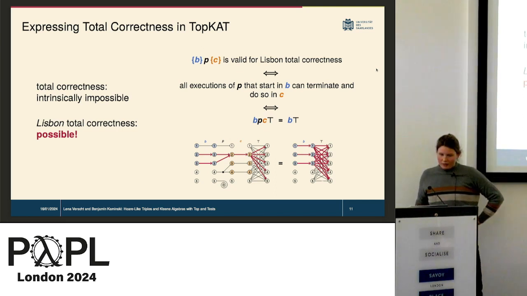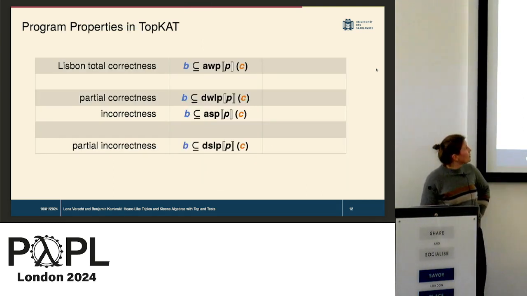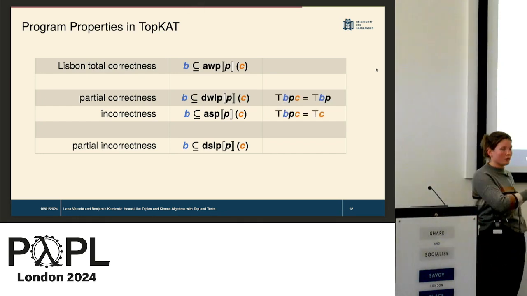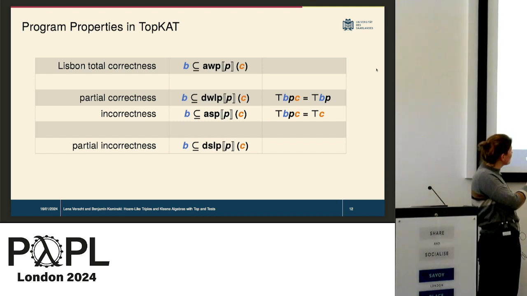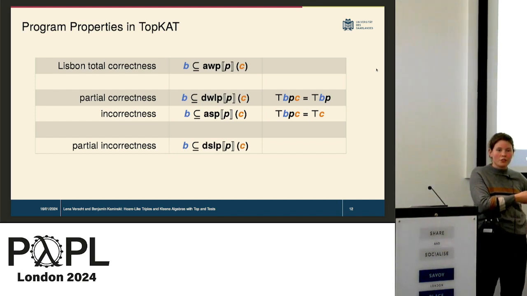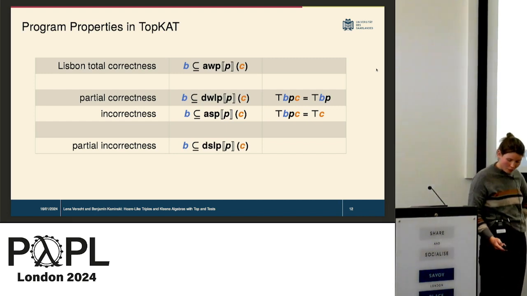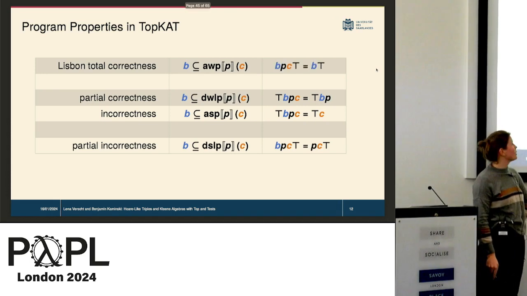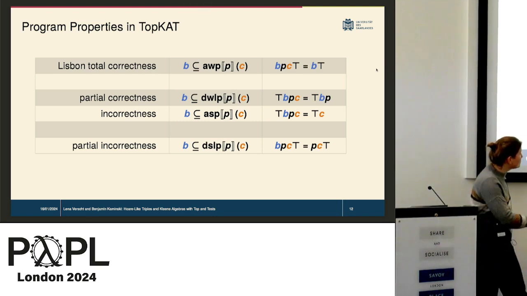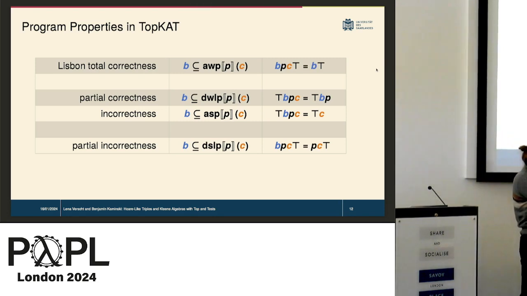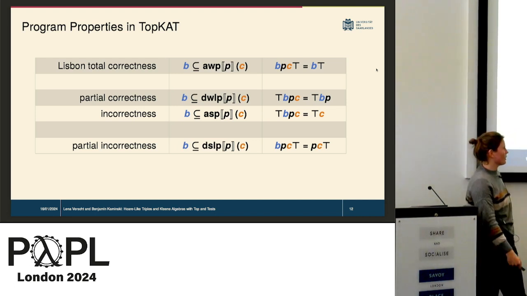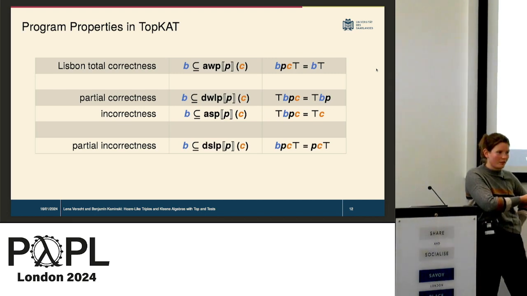So let's summarize this. We have seen that we can give Kleene algebra with tests equations for partial correctness and incorrectness. And partial incorrectness, as we've seen before, is just the contrapositive of partial correctness, so we can also give an equation for that. And we have also seen that we can express Lisbon total correctness. Now you can see that all of these equations look syntactically somehow similar. And we wondered, there must be more equations fitting this pattern, right? And in fact, there are.